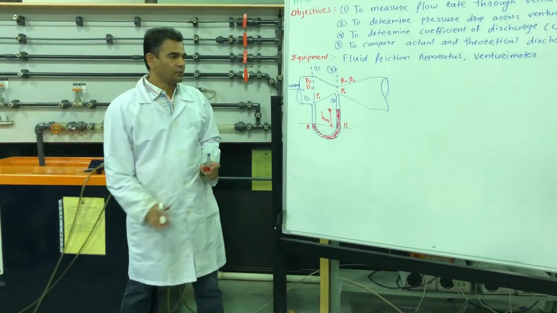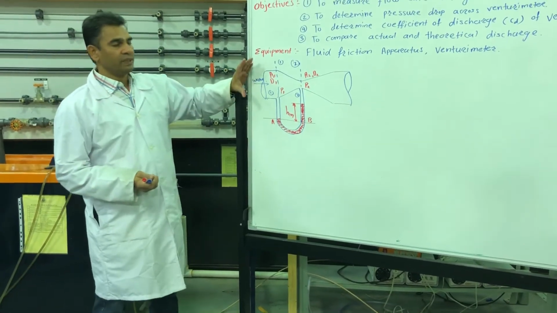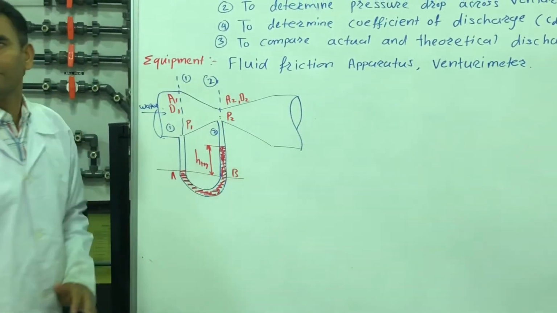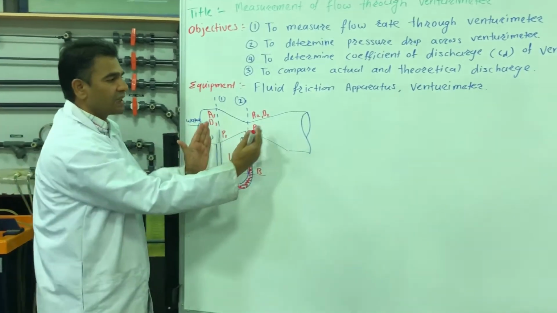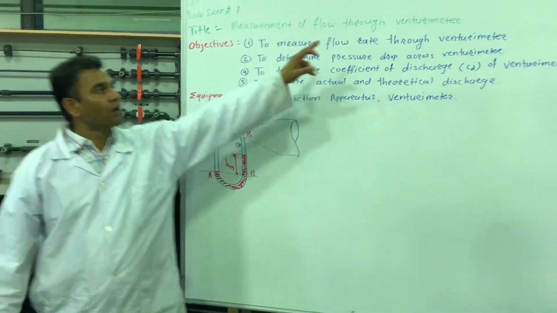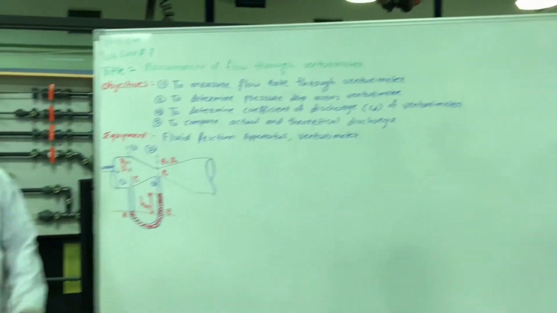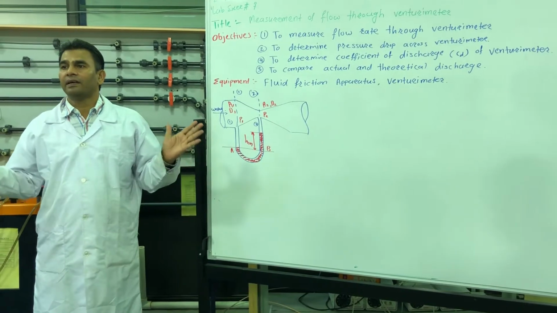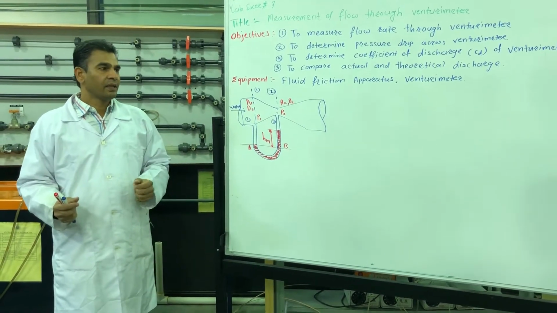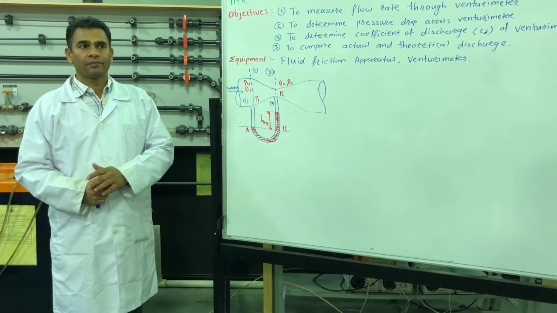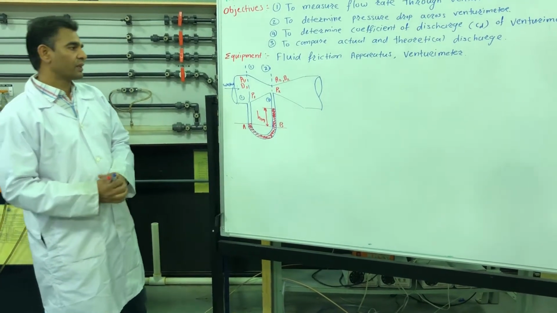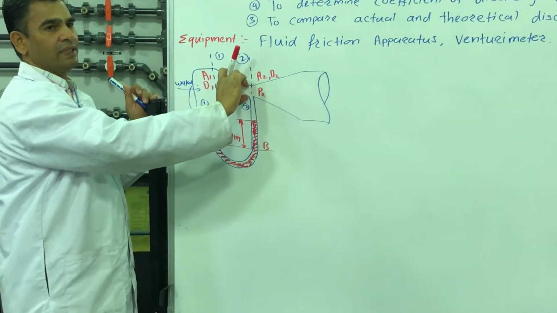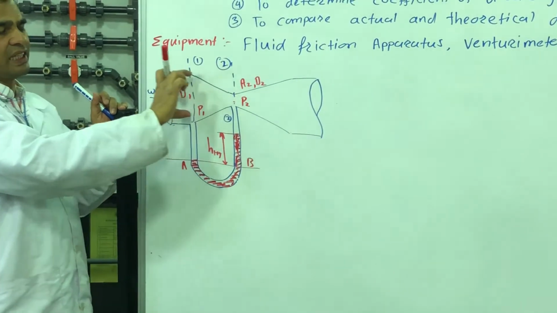Okay, section 2. Now, what is a venturimeter? The area is decreasing. This part is called the convergent part and this part is called the divergent part. If the convergent length and divergent length are the same, then it is called a venturimeter. Otherwise, if the convergent length and divergent length are different, depending on the application, then it is called a CD nozzle, a convergent divergent nozzle.